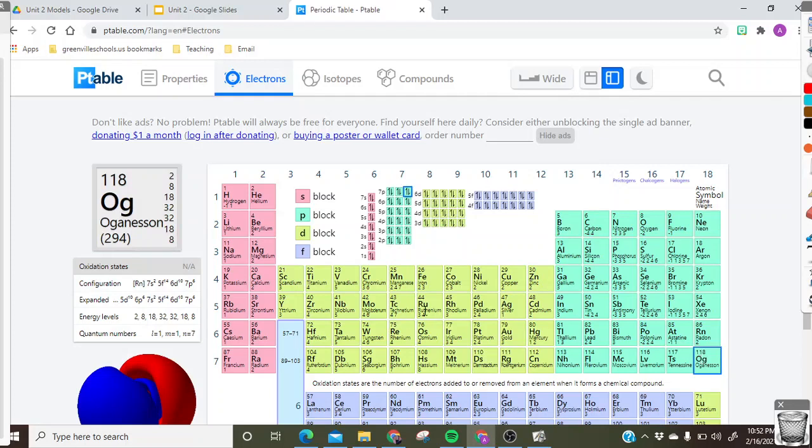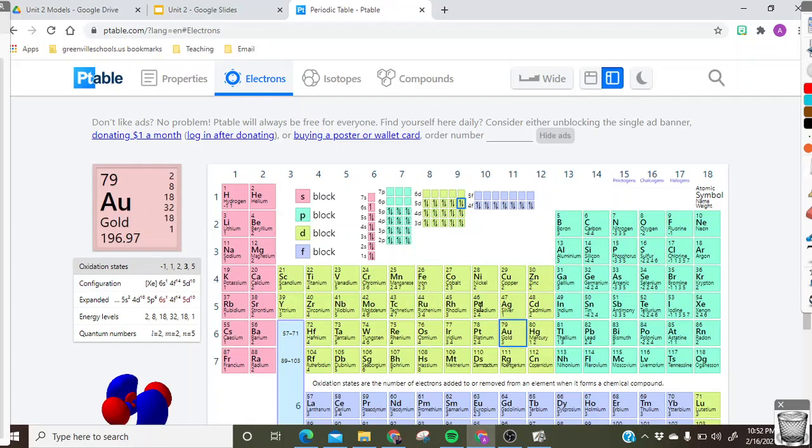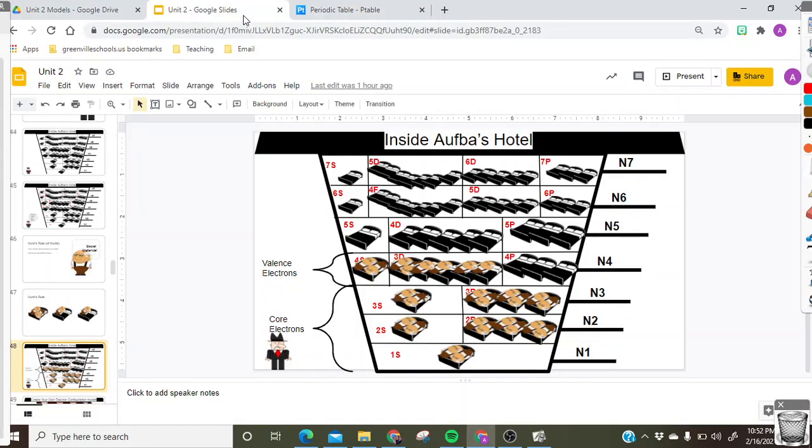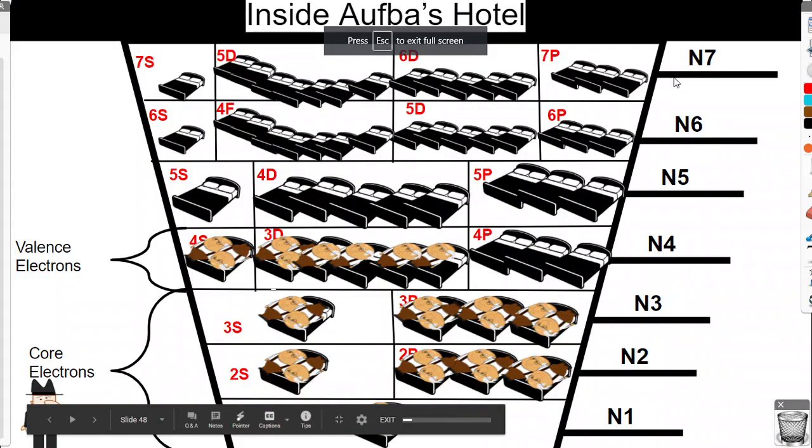You might be wondering, what about all these D and F subshells? Well, they're all just a little bit weird. We'll talk about them later. They're kind of the rebels. They don't follow the rules very well.